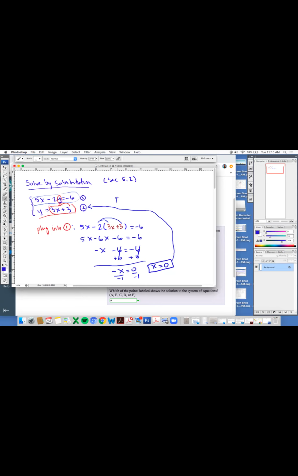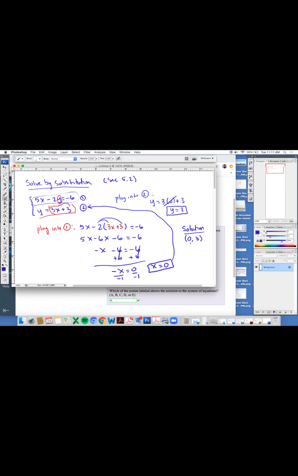Okay, so plug into equation 2. All right, so we have y equals 3 times 0 plus 3. This is 0, so we get y equals 3. Okay, so I got both my x and my y, and the solution is written as x is 0, y is 3. X first, y second. Okay, so that's the solution to the system.